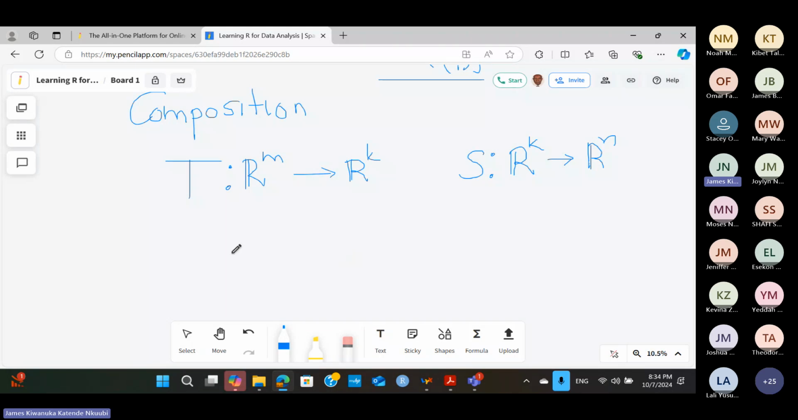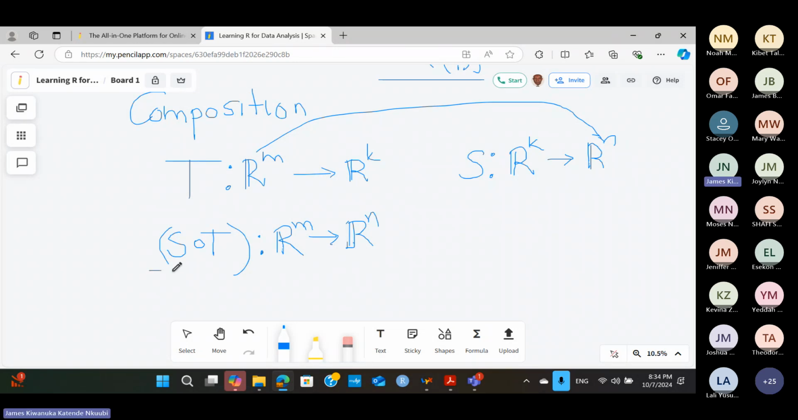So then you can get the composition of S and T. This works exactly the same way as composition of functions. So what will happen is that the composition now will pick vectors from Rm and send them to Rn, but through Rk. They will have to go through an intermediate step. So now this will give you a new map which moves from Rm up to Rn. The intermediate step will be Rk.